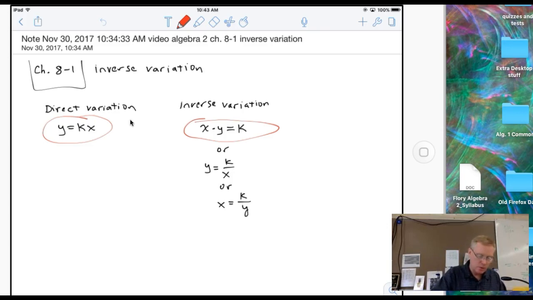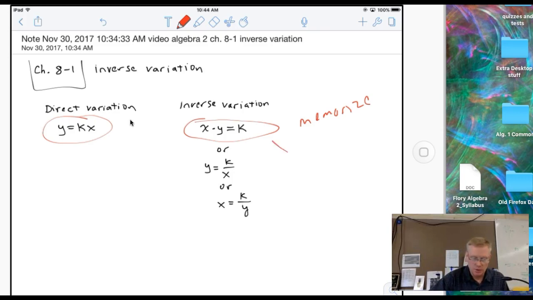and inverse has its own equation as well, x times y equals k. And you should know that, memorize this one. It's a pretty easy formula. And from that equation, you can manipulate it.